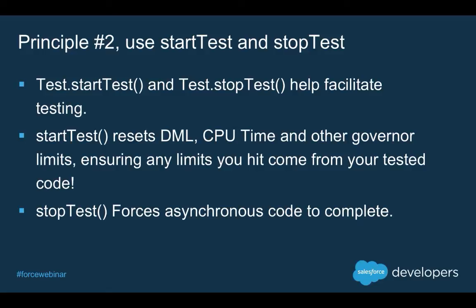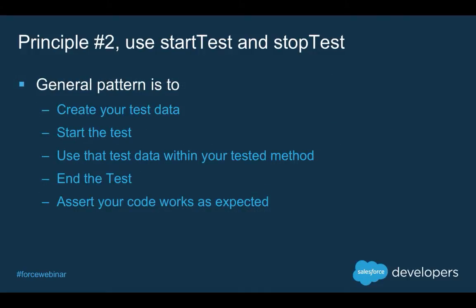So you can use stopTest to make sure your @future code is run before you assert against it. When you're using startTest and stopTest, the general pattern is to create the test data you need for your test method, and then you start the test using Test.startTest. You use the test data you created just a second ago within your tested method. You run Test.stopTest and end the test, and then you write your assertions against the result you got back from your tested method so that you can see whether or not it worked as expected. So that is startTest and stopTest.